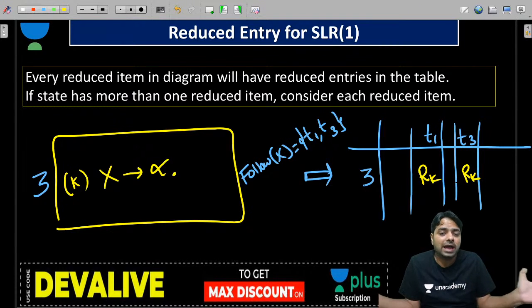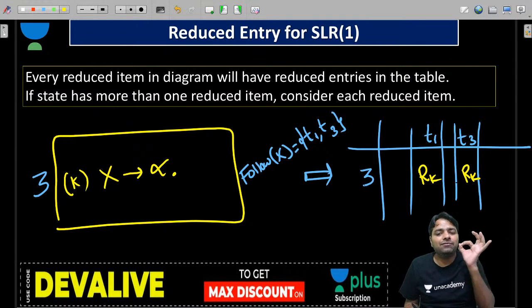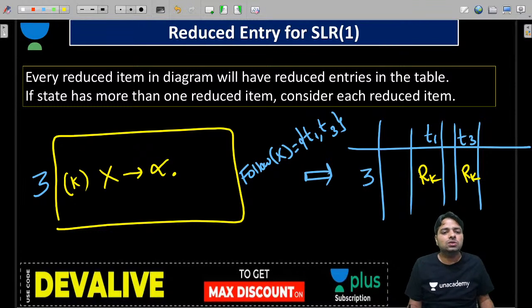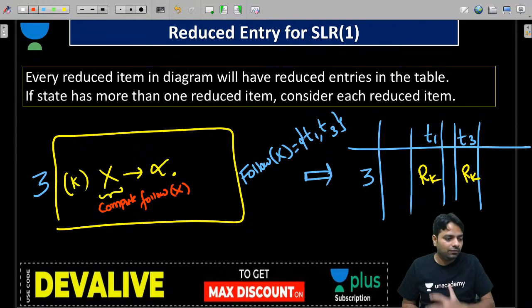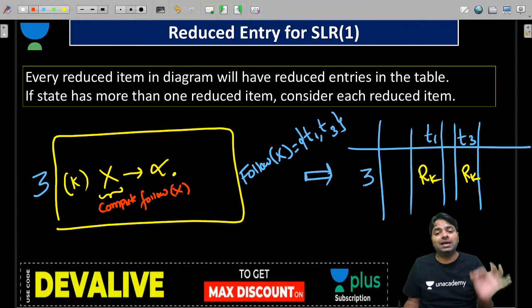Now we don't give the entire action row. Look at the follow set of the reduced item. So compute the follow of this X. Previously we didn't have the power. Now we need to compute the follow of X. Is that clear? And remember that you should have clarity about production numbers and state numbers. That is the reason I have used Roman numerals to distinguish the production numbers. Okay, now let's move on.